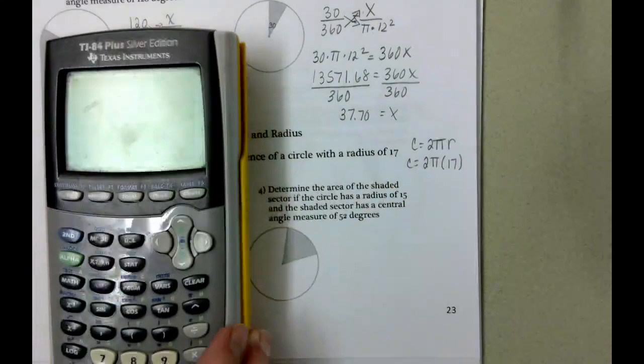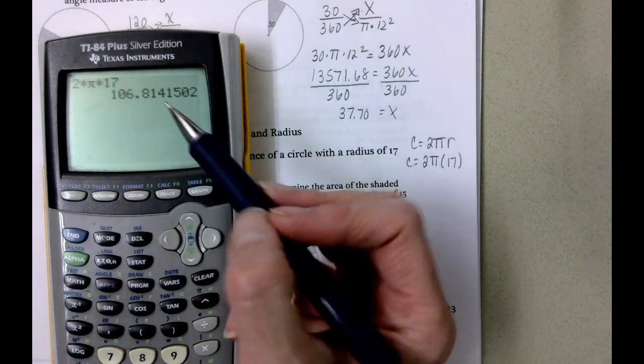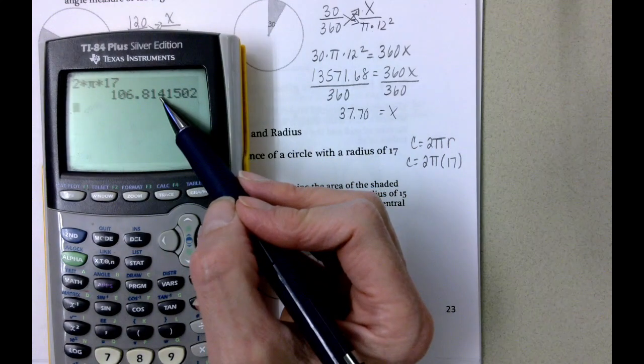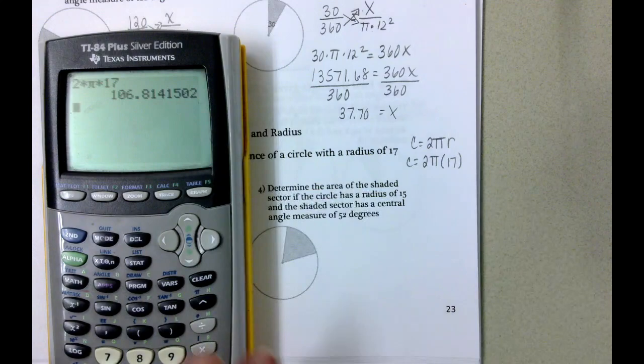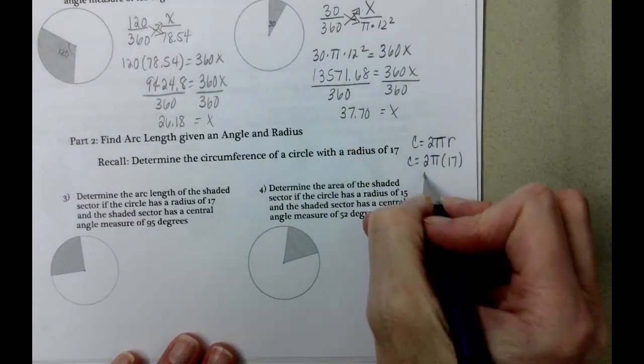And again, use decimals to use a calculator. 2 times pi times 17. And we get 106.81. We're looking at the 4. 4 is less than 5, so we'll leave the 1 alone. So 106.81 for our circumference.